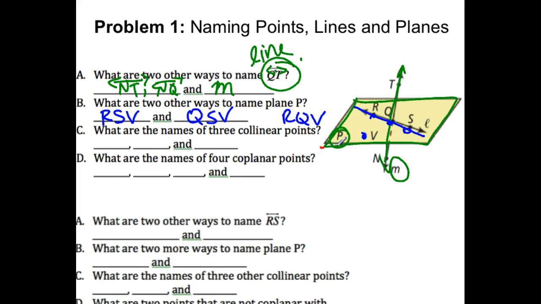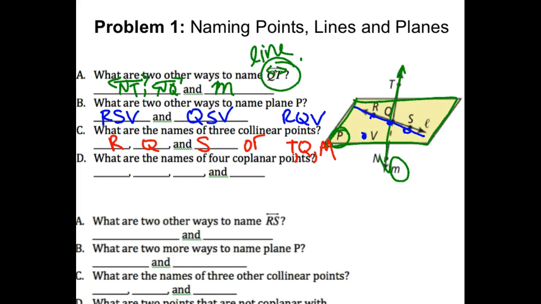Part C says, what are the names of the 3 collinear points? We kind of discussed this already. You want to find 3 points that are in the same line. There's actually 2 possible answers to this one. So I want you to pause it and see if you can find both possible answers. Hopefully you got one of these from our discussion above, but R, Q, and S are collinear, or you could say T, Q, and M are collinear.